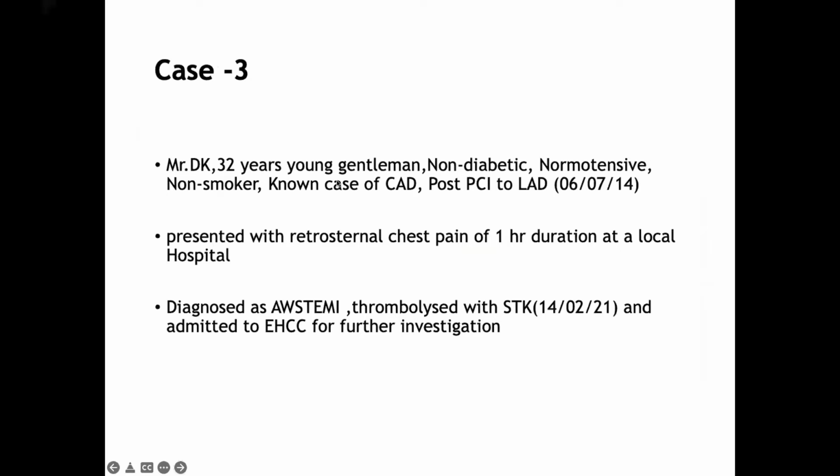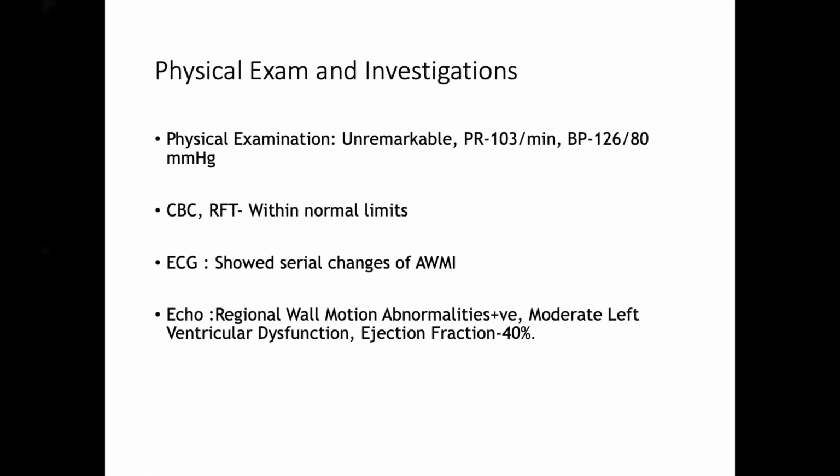The third case is a young 32 years old male who's a non-diabetic, non-hypertensive, non-smoker, but he had a history of PCI in 2014 when he was almost 28 years old, quite a young patient. And he presented with ACS, like a chest pain of 1 hour duration, to a local hospital, and there was ST elevation there, and they thrombolyzed with streptokinase, and subsequently the patient came to us for further evaluation. Hemodynamics were relatively stable. EF was fairly well preserved, around 40%, and the LAD territory was hypokinetic.